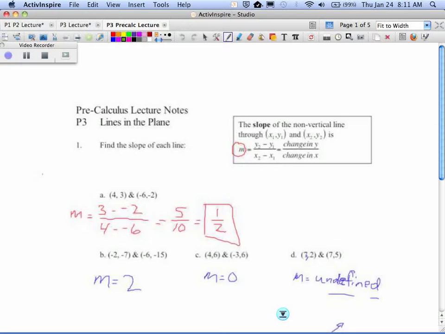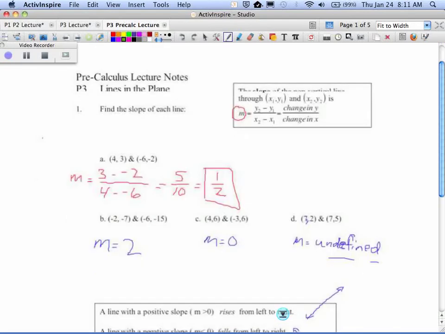Does anybody have a question on those slopes? There's a huge difference, remember, between 0 and undefined. The 0 slope is going to tell you that it's a horizontal line. And the undefined slope, remember, is going to tell us that it's vertical, straight up and down.